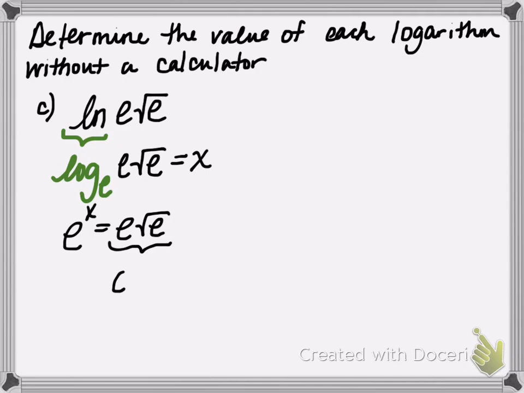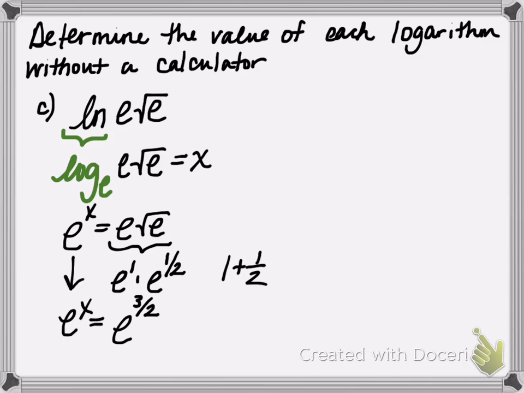And then you can do a little bit of manipulation on the right-hand side. We have e, which is really e to the first power, times the square root of e, which would be e to the 1/2 power. And we know that our product rule says we add our exponents in this case. So 1 plus 1/2 will give us e raised to the 1.5, or in other words, 3/2 power. So now we have e to the x is equal to e to the 3/2 power. Bases are the same, therefore we know the exponents must be equal. So x is equal to 3/2. So this logarithm is equivalent to 3/2.